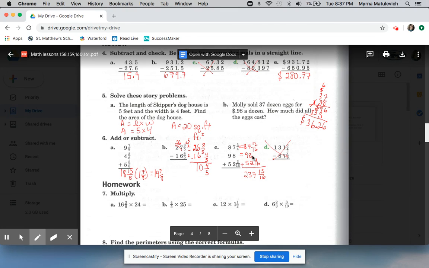For C, I just need to find a common denominator. So 4 times 4 is 16. 3 times 4 is 12. 9/8 is fine. This did not need to change. So 12 plus 3 is 15, and add these whole numbers. So it's 237 and 15/16. And you do not need to do the homework.